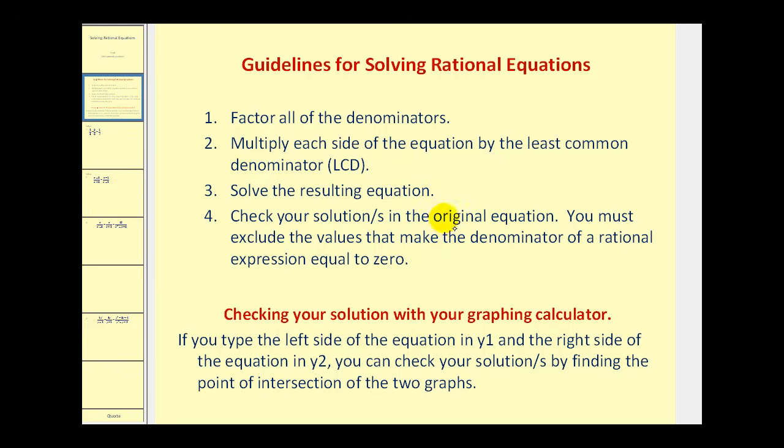While we check our solutions, we need to be aware that if what appears to be a solution makes a denominator equal to 0, we must exclude that value. And then lastly, we can check our solutions on the graphing calculator.